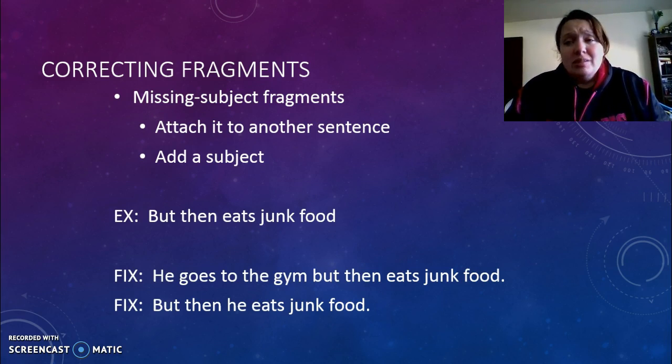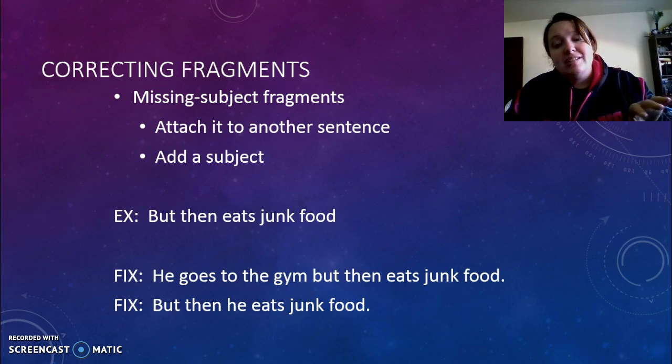Okay, we also have a really simple one, missing subject fragments. You can attach it to another sentence or add a subject. So we see an example here, but then eats junk food. Well, who eats junk food? We don't know because there's no subject. So we might say, but then he eats junk food, or attach to another sentence and say he goes to the gym, but then he eats junk food.